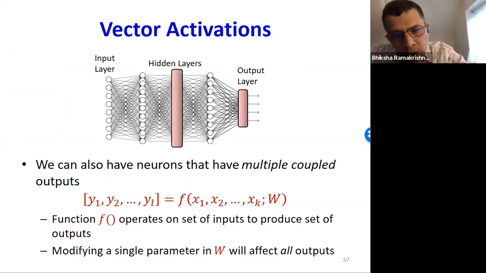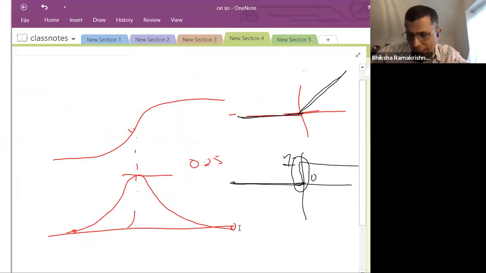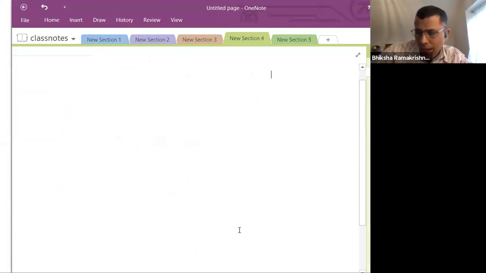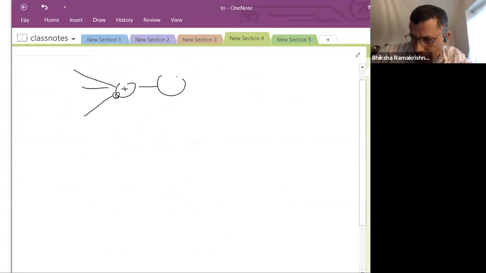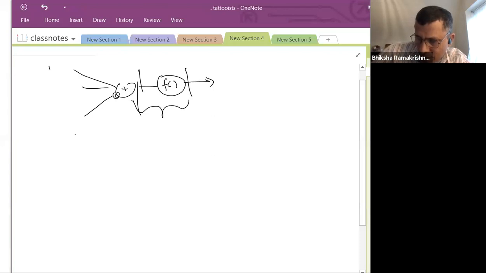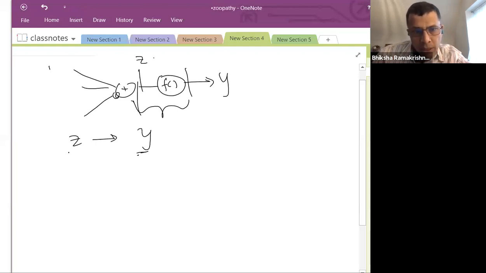Now, you can also have neurons that have multiple coupled outputs. In everything that we've seen so far, I've assumed that I have a neuron which computes some affine value, and then you apply an activation. The activation function itself took in a single z and output a single y, right? So this is a scalar function of a scalar variable. This is how we have been looking at neurons.